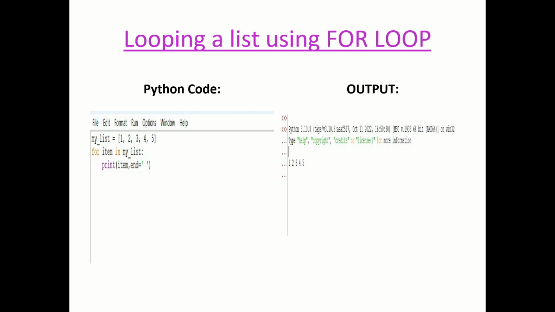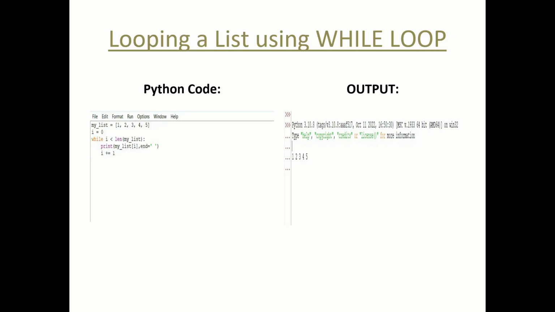Let's take my list is equals to list of 1, 2, 3, 4 and 5. At first, item will be assigned to 0 index of my list and then it will be printed and this loop will be iterated until last index of my list and the output will become 1, 2, 3, 4 and 5. The second way is looping a list using while loop.